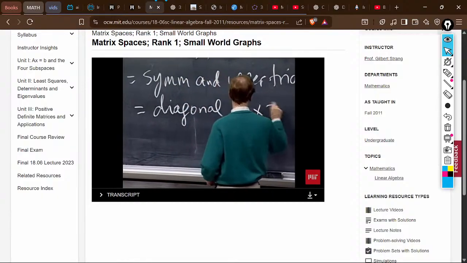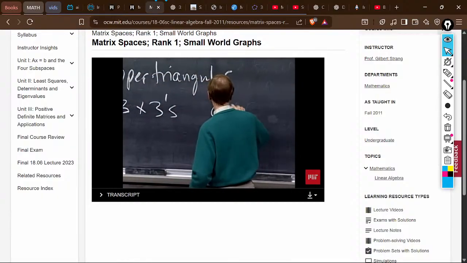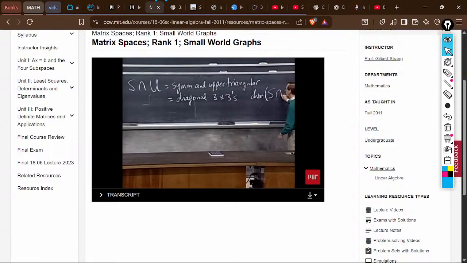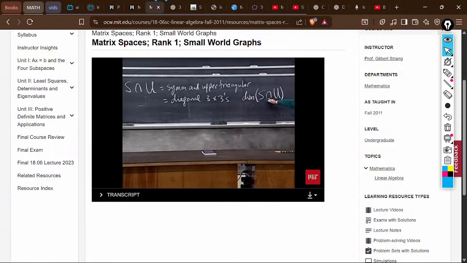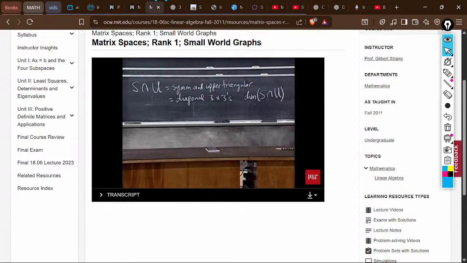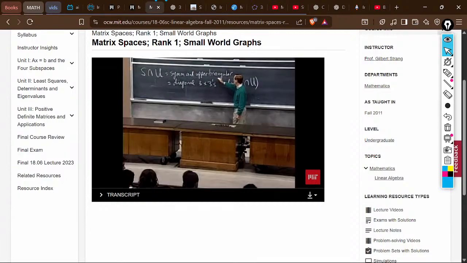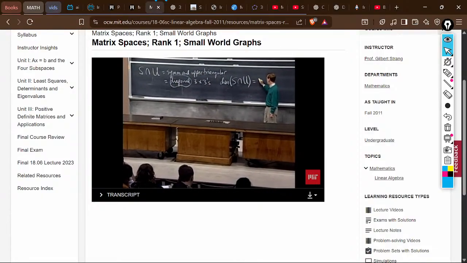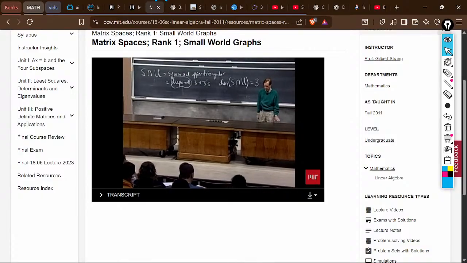Diagonal 3 by 3. And the dimension of this, of S intersect U, right? You're okay with that symbol? That's the vectors that are in both S and U. And that's D. So S intersect U is the diagonal. And the dimension of the diagonal matrices is 3. And we've got a basis, no problem.